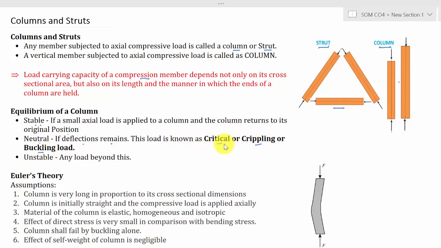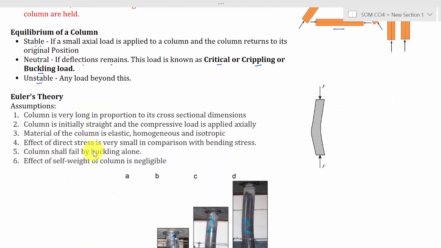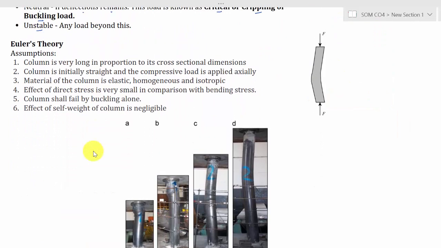This crippling load is very important, because to predict the failure of the column, we have to calculate the crippling load. Further, if we increase the applied load, then the column will fail. That condition is called unstable equilibrium. The Euler theory is used for calculation of the crippling loads. Before going to Euler's theory, these six assumptions have to be considered.